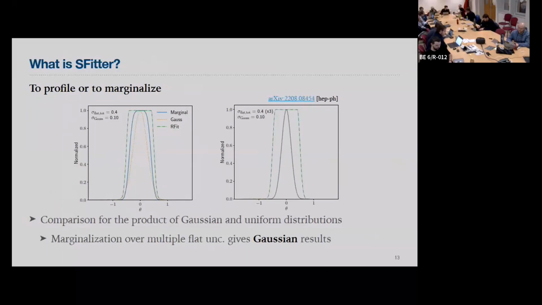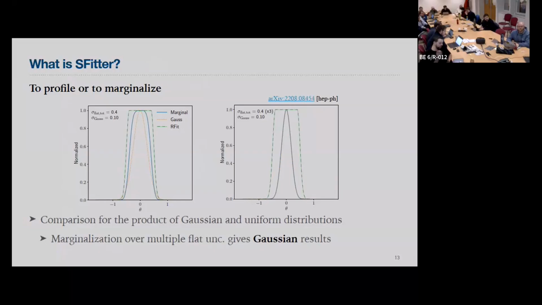So one can clearly see the flat behavior of the flat uncertainties, one can still see very clearly after profiling, while even with just a single theory uncertainty, the blue marginalized results become much closer to the Gaussian. We can also see here in orange.